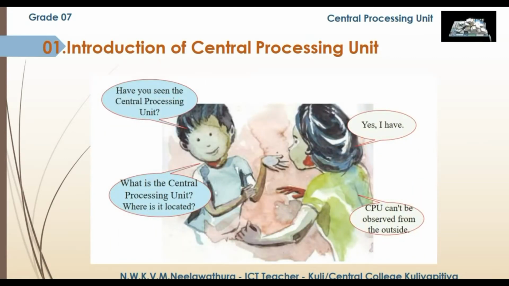Look at this image. There are two boys. Let's start. Have you seen the Central Processing Unit? Yes, I have. What is the Central Processing Unit? Where is it located? CPU can't be observed from the outside. Okay, student. CPU can't be observed from the outside. Okay, next one.